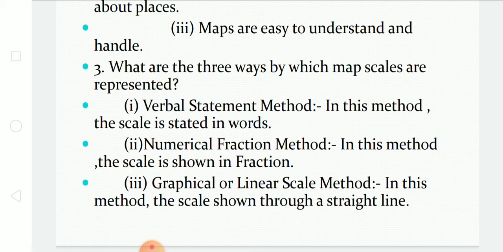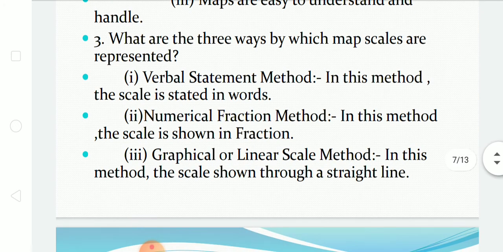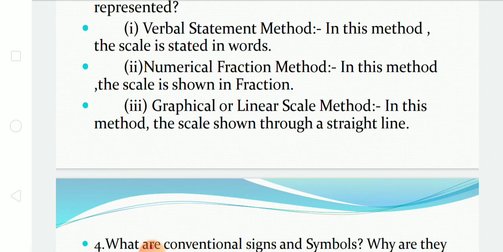1 by 100 means that 1 centimeter on the map is equal to 100 centimeters on the ground, or it can be given in kilometers also. So it is represented in fraction form. Third one is graphical or linear scale method. In this method, the scale is shown through a straight line.